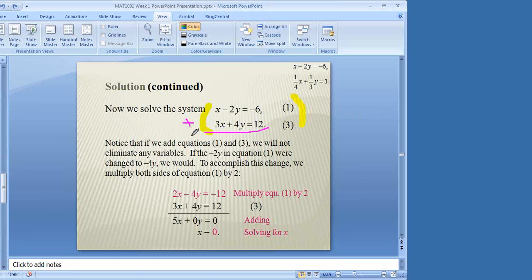Not really. It's just an extra step to make my life a lot easier. All right. So what I want to do is get either the x's or the y's to drop out if I were to add them. So if I had that top equation multiplied through by 2, I would have negative 4y plus 4y, and the y's drop out. That's what I'm going to do here.